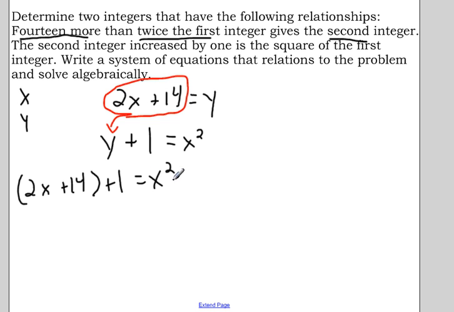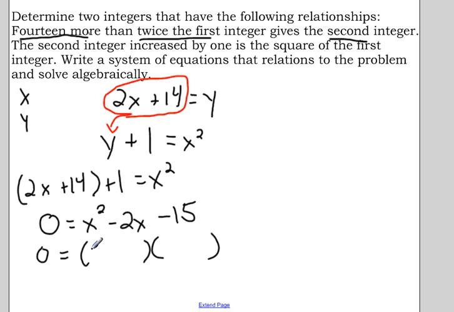So I'm going to end up with a quadratic because I've got x and x squared, so I've got to move everything to one side and set it equal to 0. So 0 equals x squared minus 2x minus 15. When I collect my like terms and move everything over, this is the equation I get. First, check to see if you can factor. We don't have a GCF, but we can factor by inspection. Two numbers that multiply to give negative 15 and add to give negative 2 gives me x minus 5 and x plus 3. So I get x equals 5 and x equals negative 3.